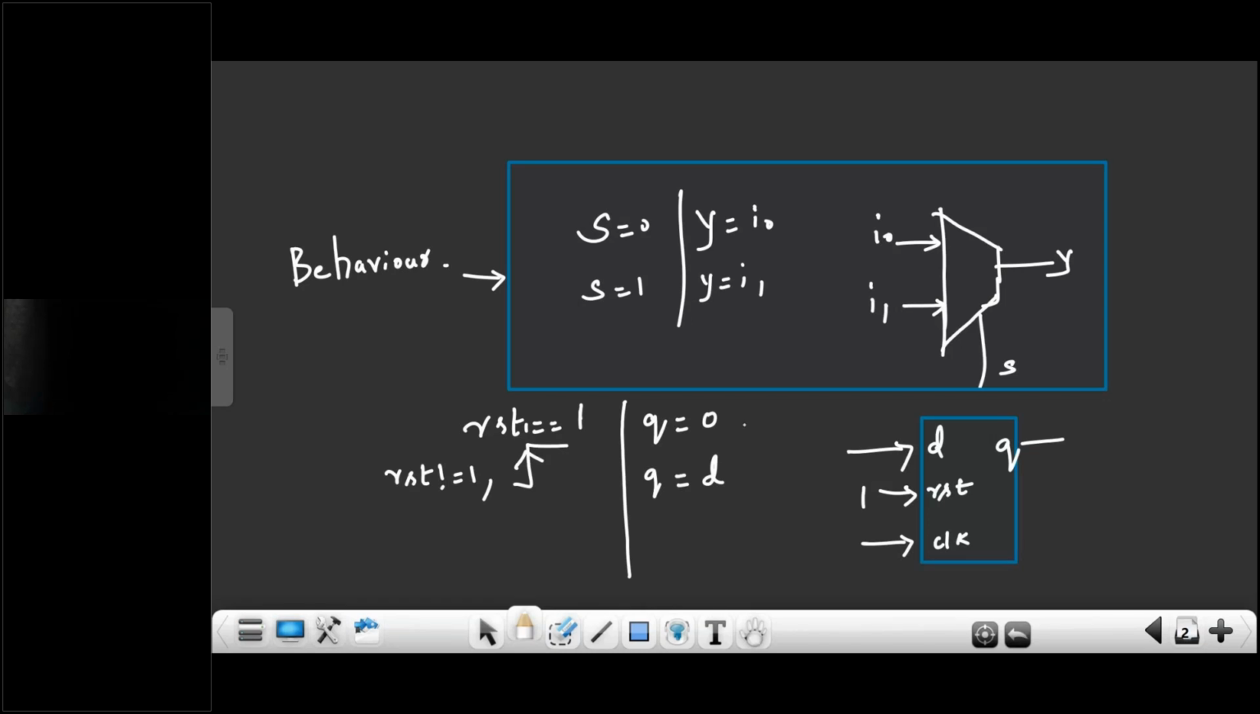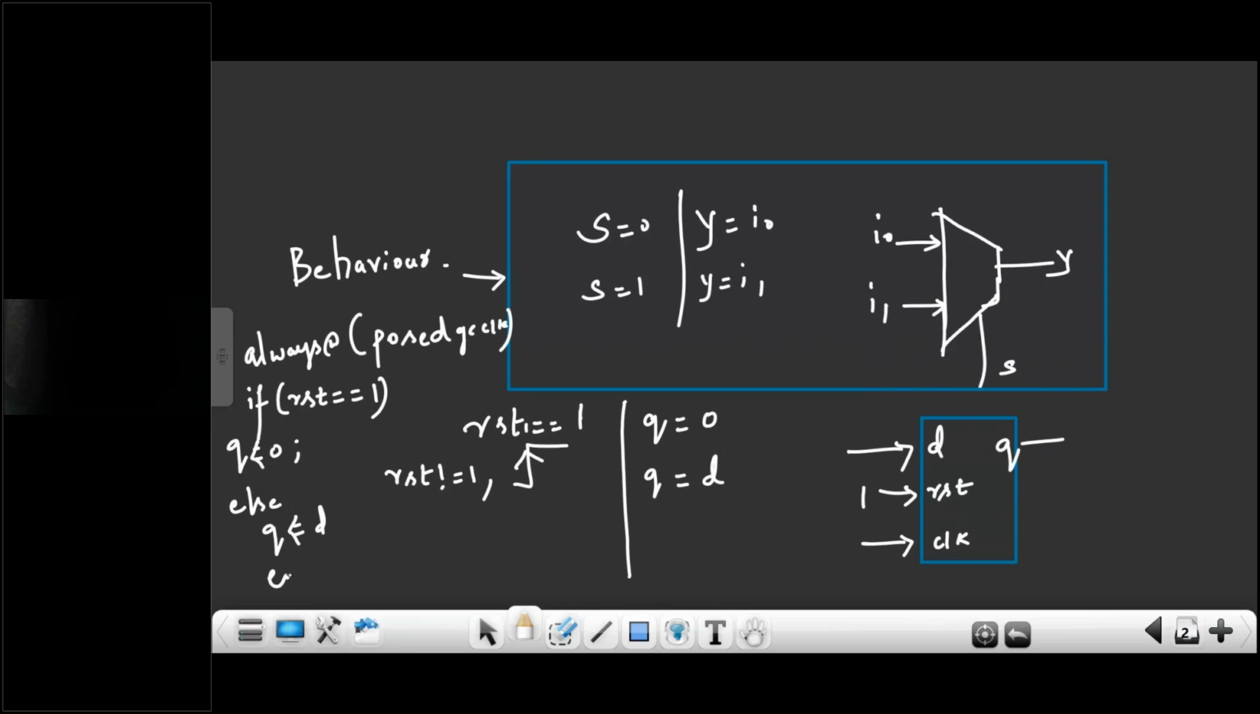So this behavior I can easily describe through if statements, right? So now the thought came like I can use an if statement: if reset equals 1, what happens? Q is assigned 0, else Q is equal to D. At the beginning you should have written always at positive edge of clock. This operation should take place only at the positive edge of clock. End. So the entire behavior I have written through what statements?